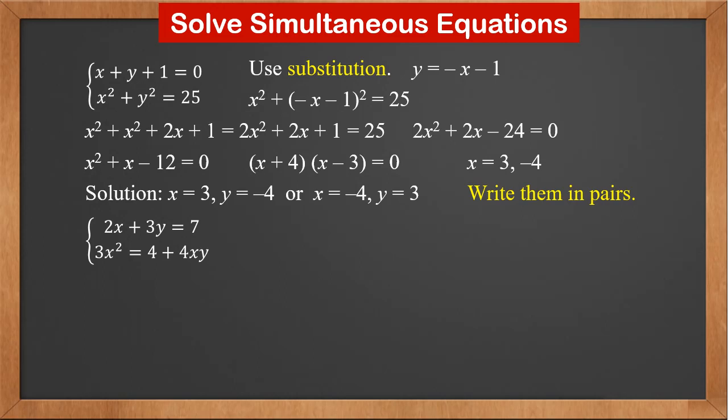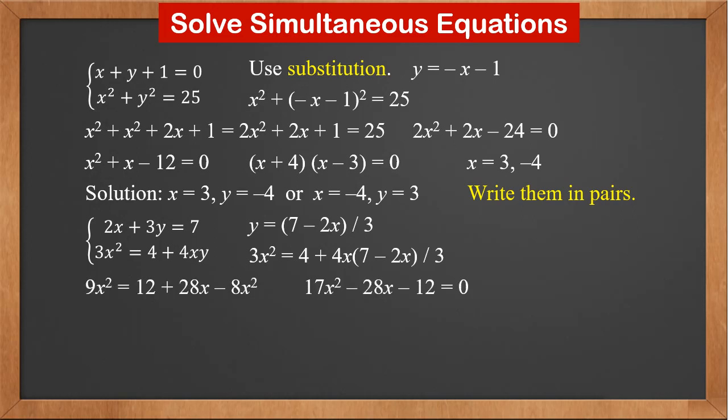2x plus 3y is 7. 3x squared equals 4 plus 4xy. From the linear equation, we get y is 7 minus 2x over 3. Let's substitute it in the quadratic equation. It becomes 3x squared equals 4 plus 4x times (7 minus 2x) over 3. Multiply 3 on both sides.